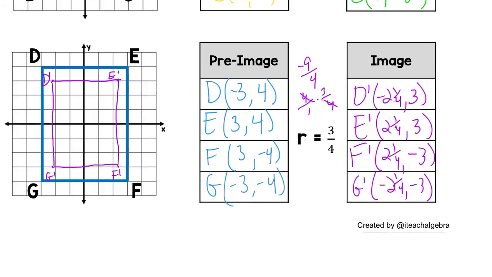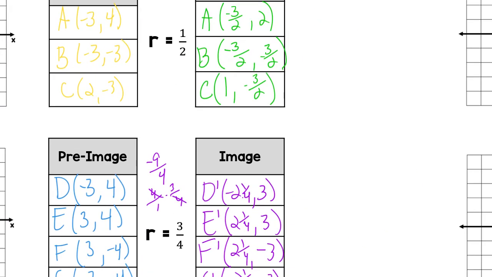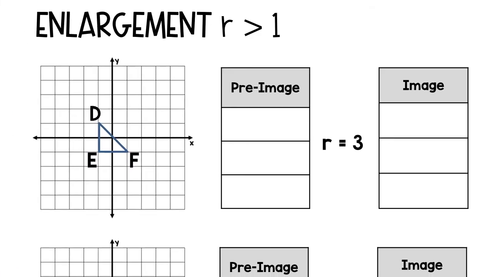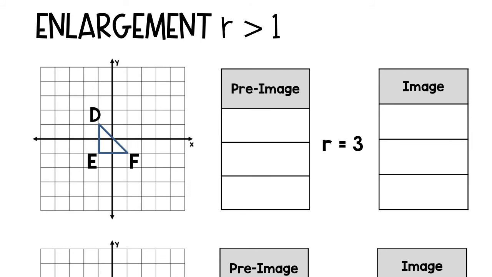All right, let's flip it over and work on the next side. Hopefully yours is going to work a little bit better than mine. There we go. And now we're going to look at enlargement. That means our coefficient of dilation is greater than 1. So we'll start with a small image and move to a bigger one.